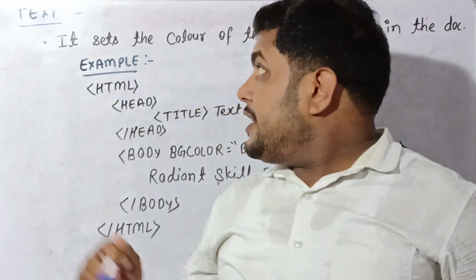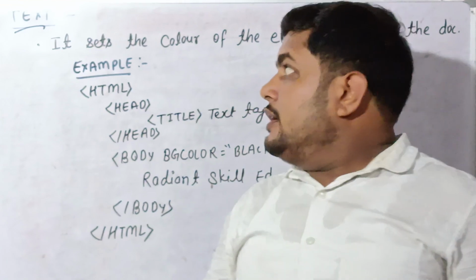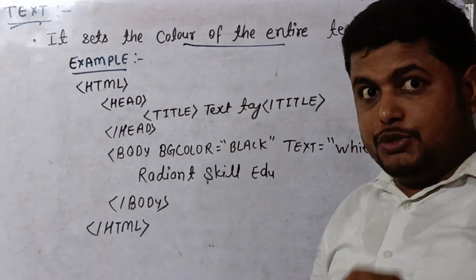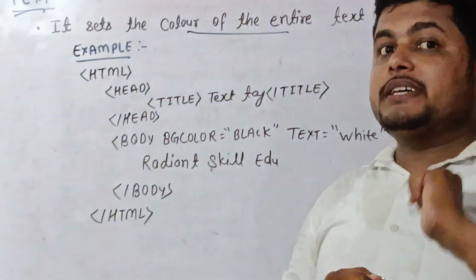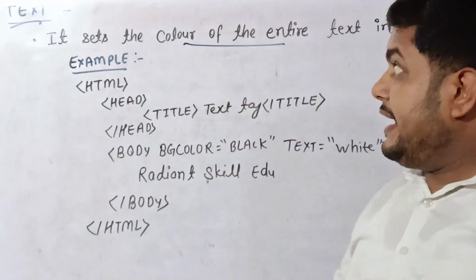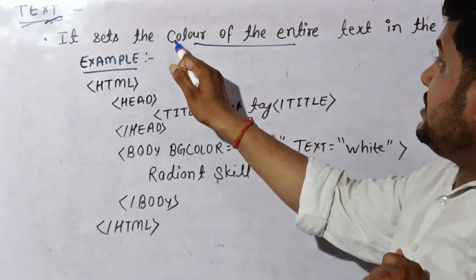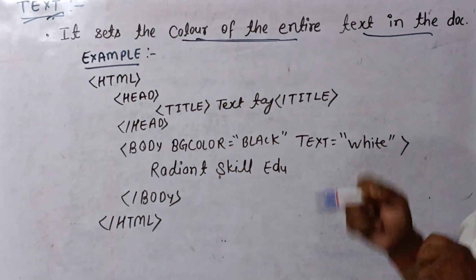Now we are going to learn about the text tag. This tag sets the color of the entire text. In the previous video, we learned how to change the background color using the bgcolor attribute, and here we are going to learn about the text color. The text attribute sets the color of the text in the document.